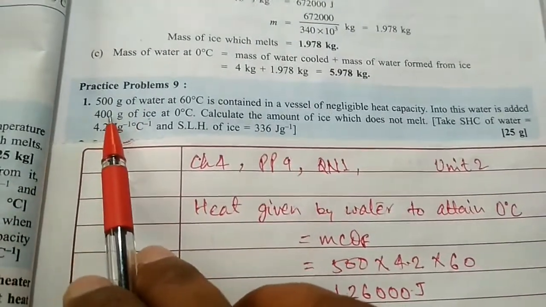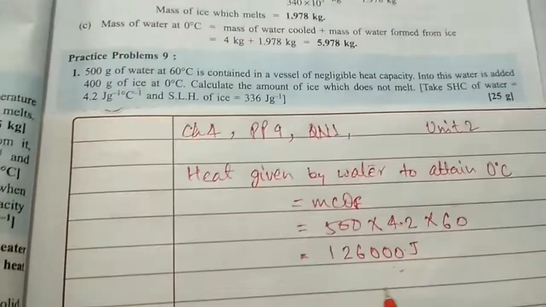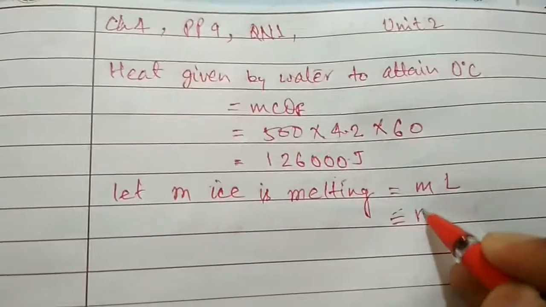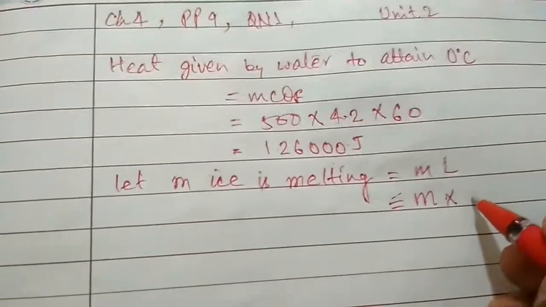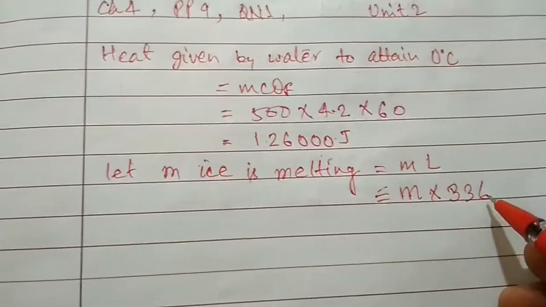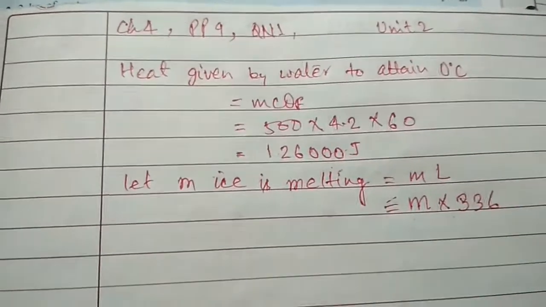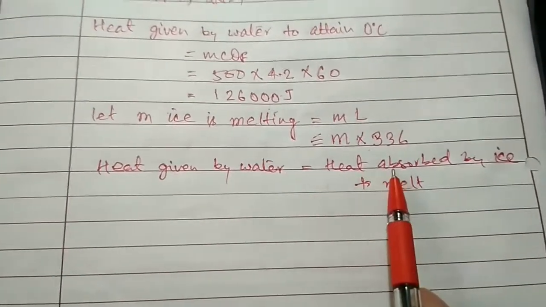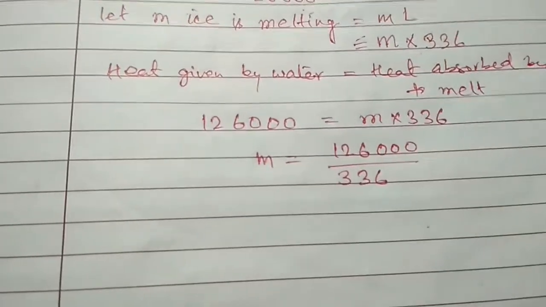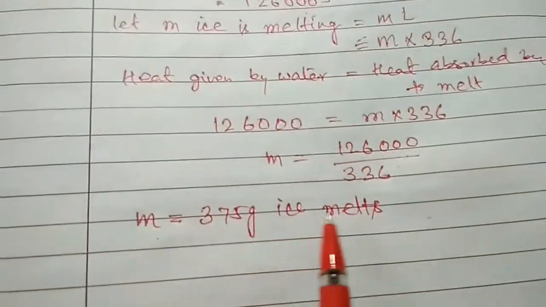And now let's calculate M, because the whole ice is not melting. Let M gram of ice be melted by absorbing this heat. So the mass is equal to M. M we don't know. The specific latent heat is given in the question, 336 joule per gram. Now by the principle of calorimetry, heat given by water is heat absorbed by ice to melt. So M is equal to this. On solving, you will get M equal to 375 gram of ice melts.